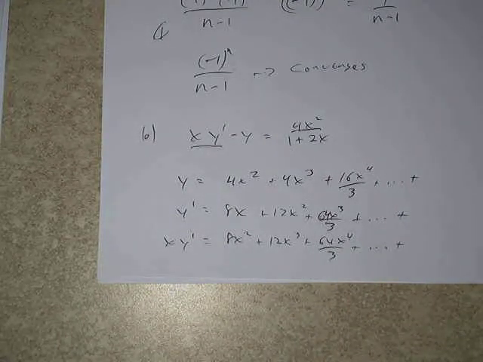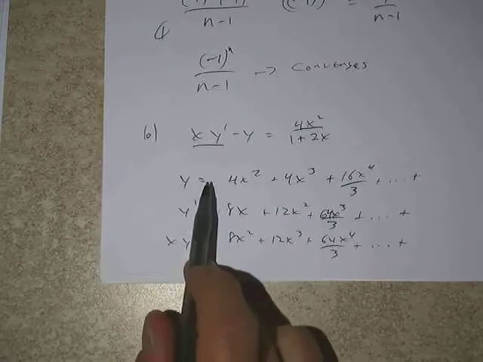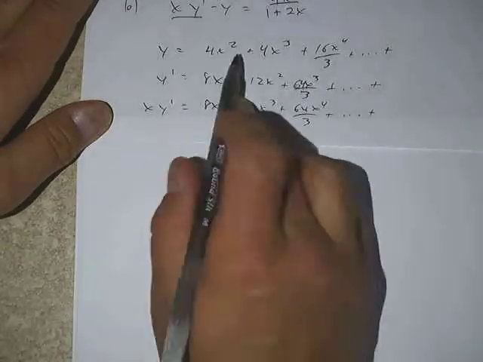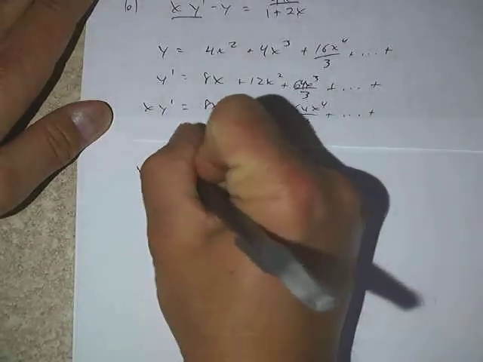And keep in mind, we're trying to get an expression that is this and show it's equal to this. So ultimately, I have y and I have y prime. All I need now is an xy prime, that would be the term out in front. So my xy prime would just be y prime all multiplied by x. So we get 8x squared plus 12x cubed plus 64x to the fourth over 3.